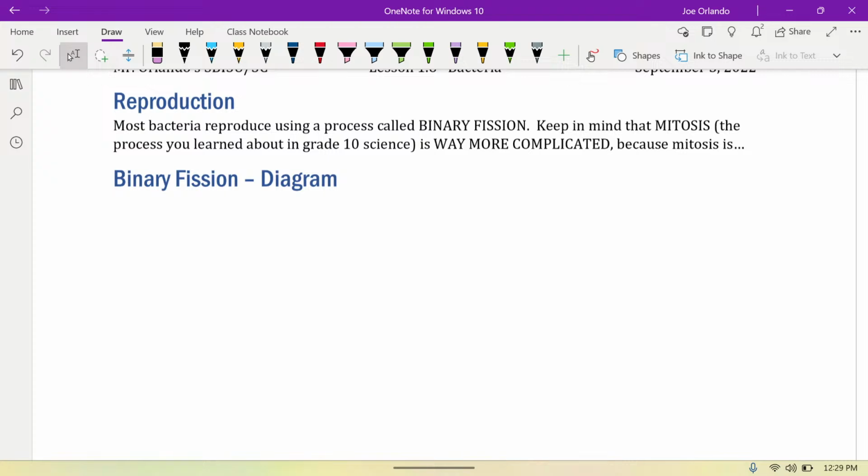No. Most bacteria reproduce using a process called binary fission. Keep in mind that mitosis, the process you learned about in grade 10 science, is in some ways way more complicated. Because if you think about mitosis, what are you immediately talking about? So the first step. What's the first step of mitosis?